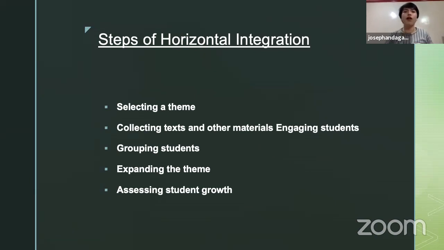Now, what are the steps of horizontal integration? So the first one is selecting a theme. If you're familiar with qualitative research, it's the same thing. You have to formulate a certain theme, and these themes came from the different codes or the different subject areas. So you have to look at where a certain competency or where those subject areas would meet in a certain essential learning competency.